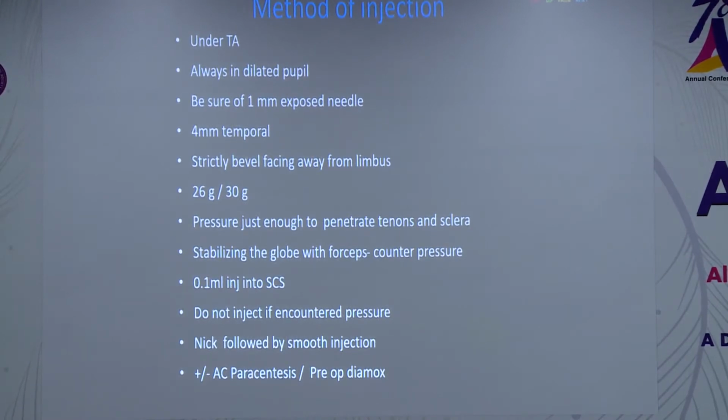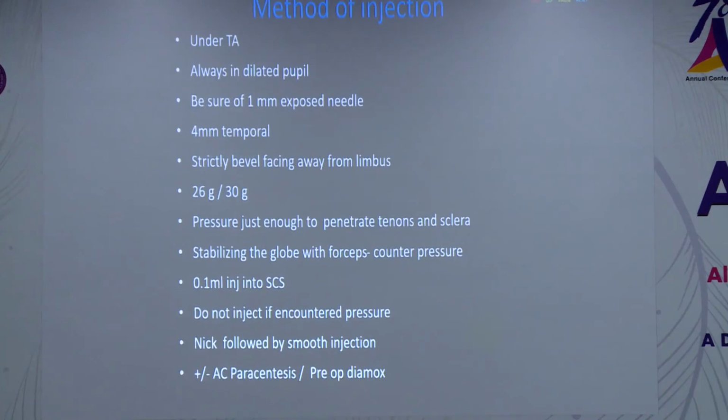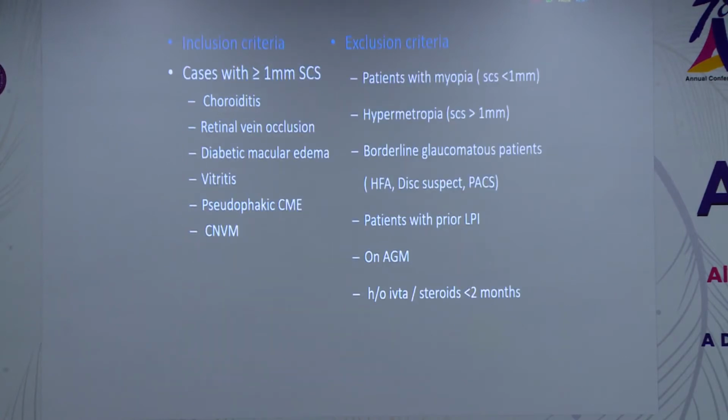Basically, the mode of injection is under topical anesthesia, and you go into the temporal quadrant with the hub of the needle facing away from the limbus, inject and come out. None of the cases required AC paracentesis. There was no IOP rise on the table. I am not able to show the video because of the time constraint.